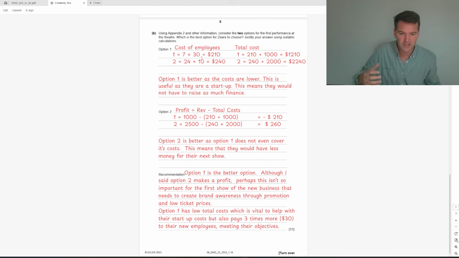Then I just need to strengthen this side a little bit more, although again, I feel most of my work is done in the calculations. Option 1 has low total costs, which is vital with Zara to help their startup costs. But it also, and I've added something new in here, it also pays 3 times more. Go back and look at the resource. I'd scribbled it on there. 3 times more, $30 to their new employees, which meets their ethical objectives. So I've just strengthened this side, built on it more.